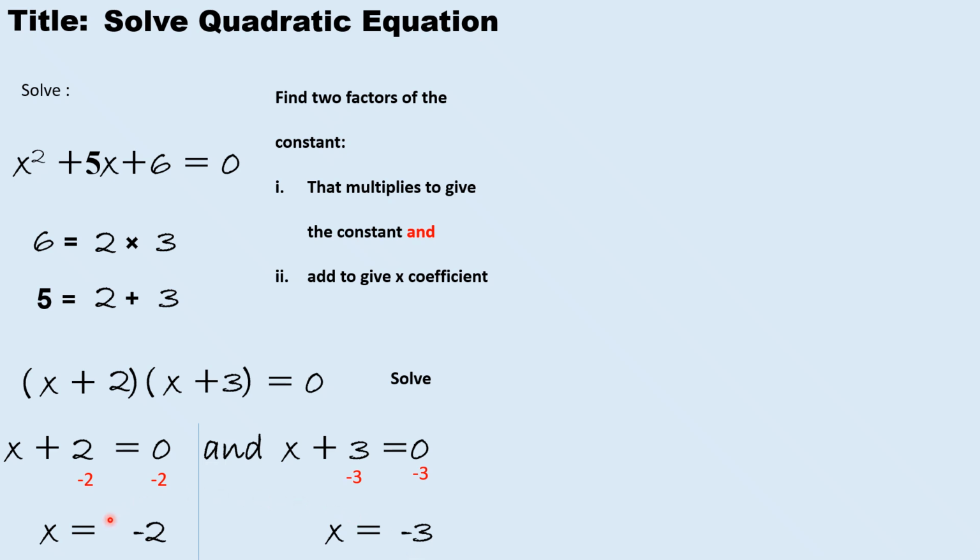Other names that you might see are roots, the roots of the equation. So the roots of the equation are x is equal to minus 2 and x is equal to minus 3. Three words that you might hear: solution, answer, and roots of the equation. They're just asking for you to solve for x. Okay, pause the video and give this question a try. Okay, let's check our answer.